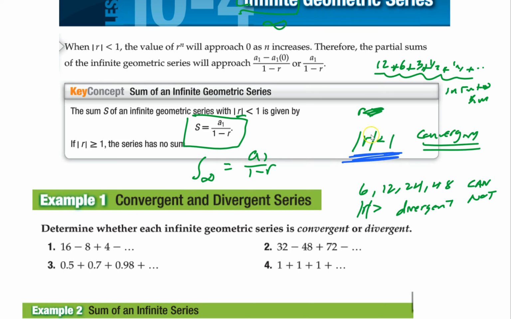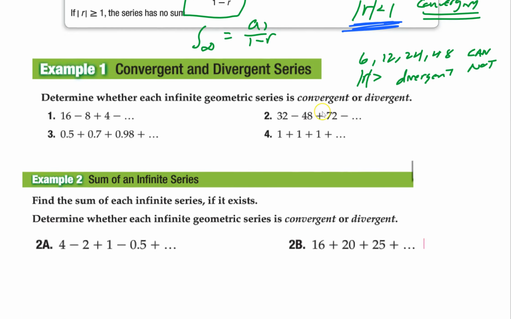Even though there's absolute value there, I don't care if it's negative or positive. It doesn't matter to me. I just care that it actually gets smaller in number size. So for these first two, all I want to find is whether I can actually use the formula. Is it convergent or divergent? Is r less than 1 or is r bigger than 1? Remember the way we find r, we do a2 over a1. So negative 8 over 16, again, negative 1/2. So that's less than 1, so that's convergent.